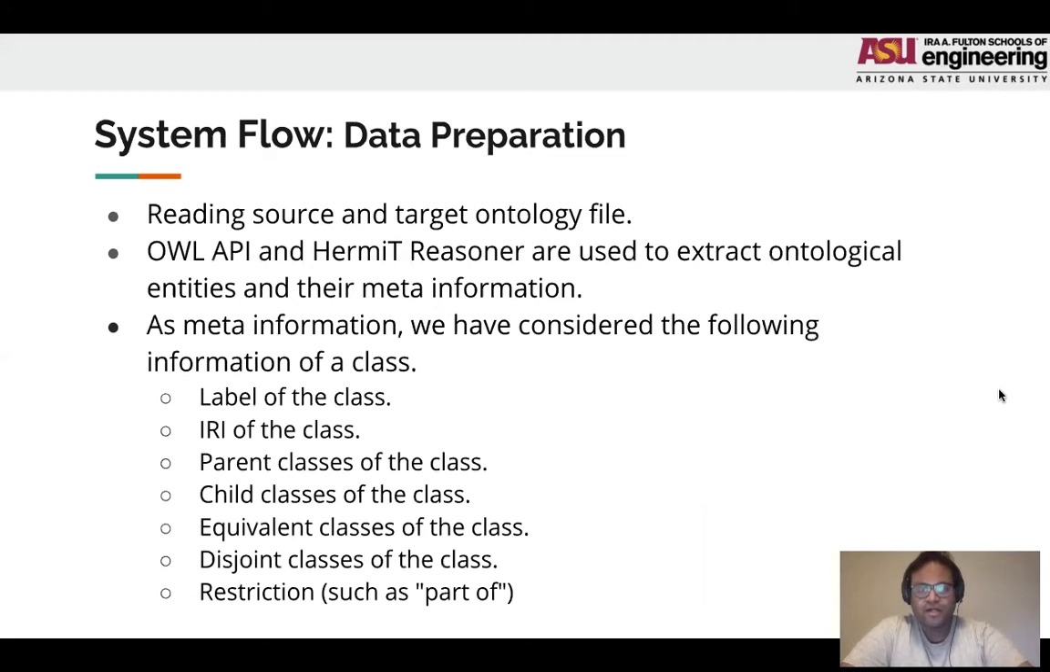So the first part is the data preparation part. For this part, we have used OWL API and a Hermit Reasoner to extract all the meta information. So we already discussed the meta information of any particular entity or class: the parent class, the child class, the equivalent classes, the disjoint classes, and the restrictions. These are all meta information, as well as the labels of the class itself. So we are using all this information as meta information.